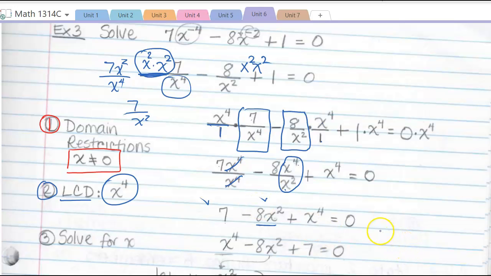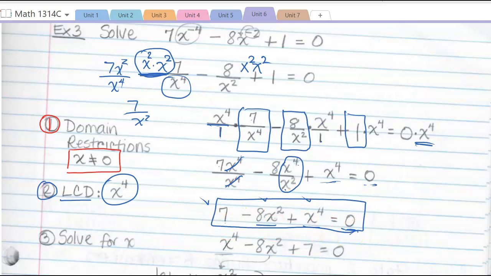So it's working. Let's see what happens when we multiply it times 1. Well, x to the 4th times 1 is just x to the 4th. There's no fraction there. So we have found that it's working continuously here. And then I have 0 here that still needs to be multiplied by x to the 4th, which will equal 0. No more fractions. So this is now our new equation that we need to solve.